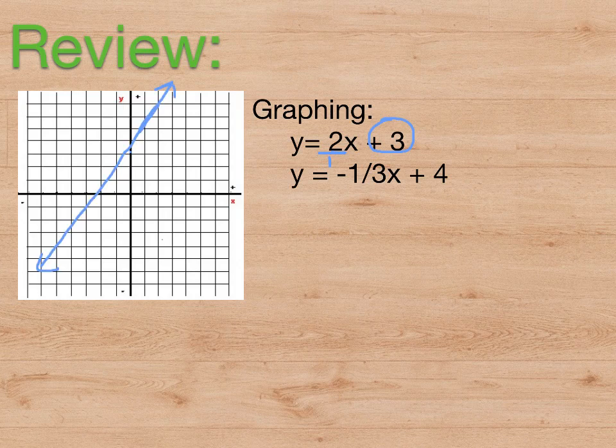In the second equation, I have a starting point, or f of 0, at 4. I have a slope of negative 1/3, so remember that's down 1 over 3. And I draw a line in here like this. And so in this case, our solution point is right about there.